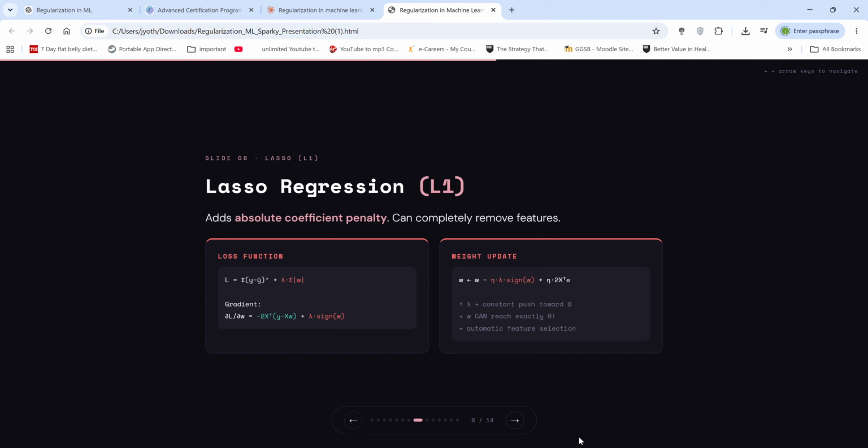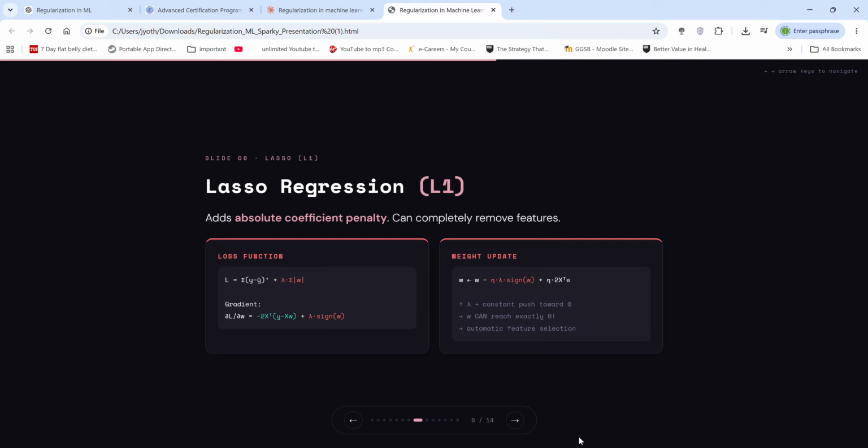And that's why that particular feature is completely removed, and that's why we use lasso for feature selection. And why do we call it L1? We call it L1 only because there is no power.